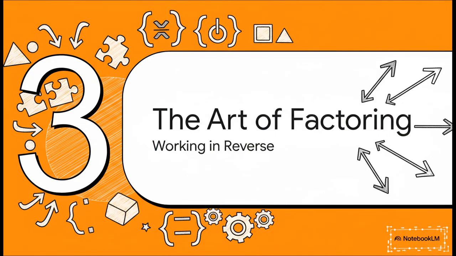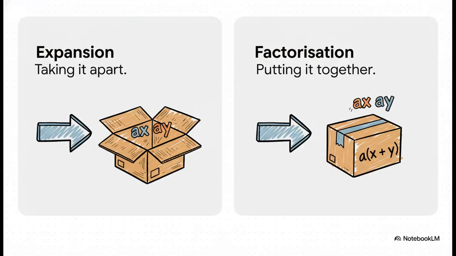Okay, so we've gotten really good at taking these expressions apart, at unpacking them. But what about putting them back together? It's a great question, and this is where our next tool, factoring, comes into play. It's basically the art of working in reverse. Factorization is literally the exact opposite of expansion. If expansion is unpacking the box, then factorization is looking for common items to neatly pack back into the box.